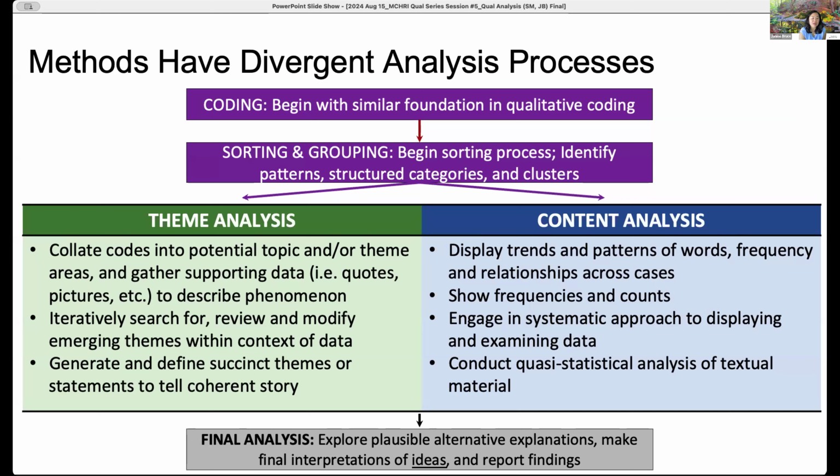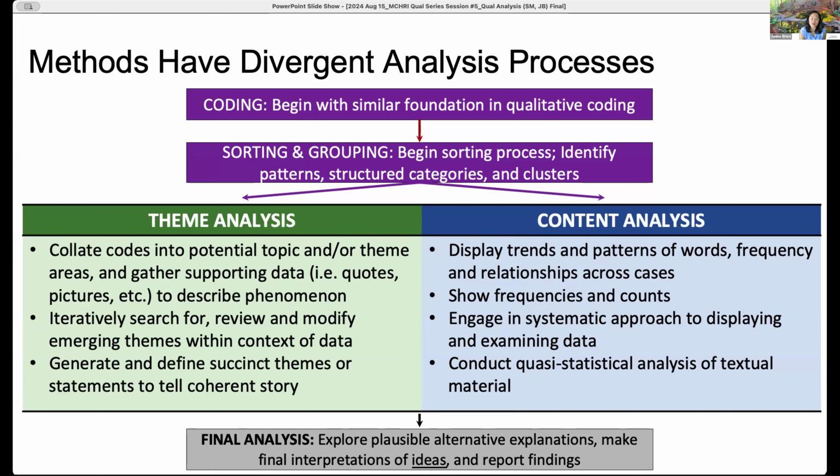So with the theme analysis, your codes are going to really demonstrate a potential topic or theme area, and then you're going to have supporting quotes that are describing what you're seeing. You are going to spend some time iteratively reviewing and modifying these themes until you feel like you have the best representation of the data.